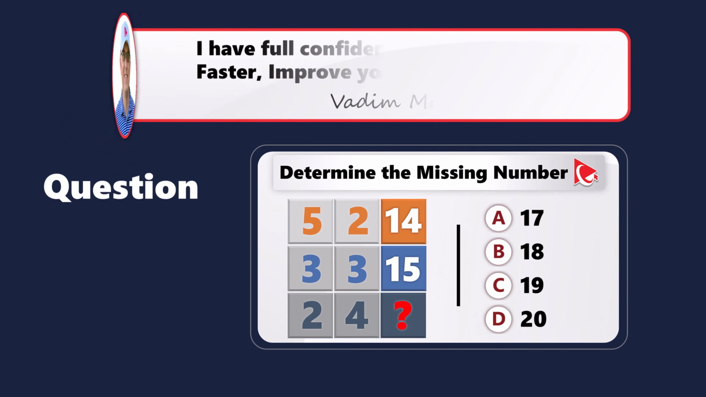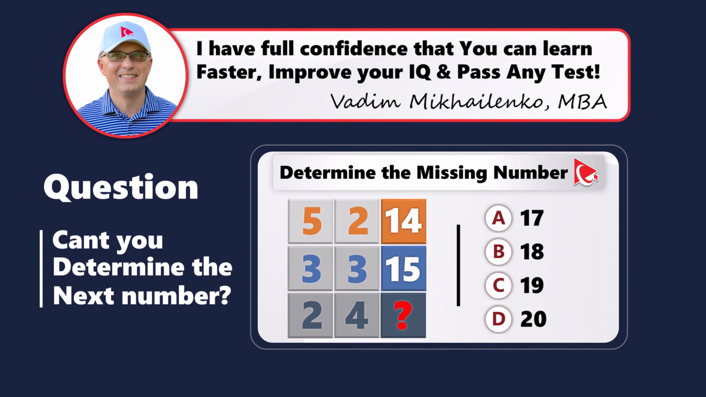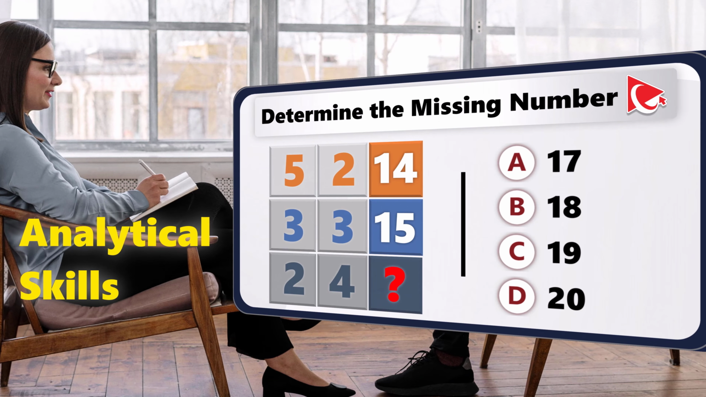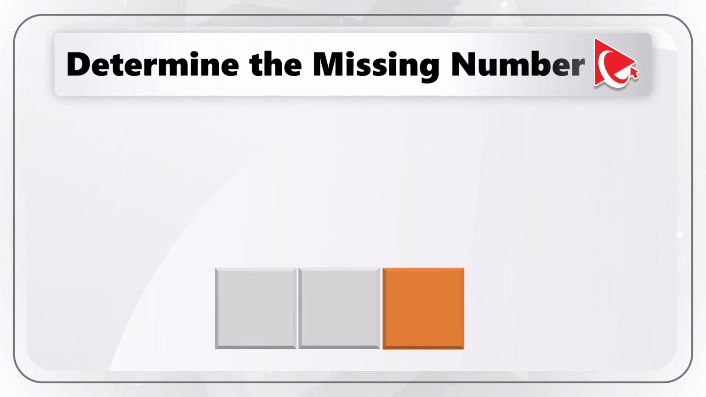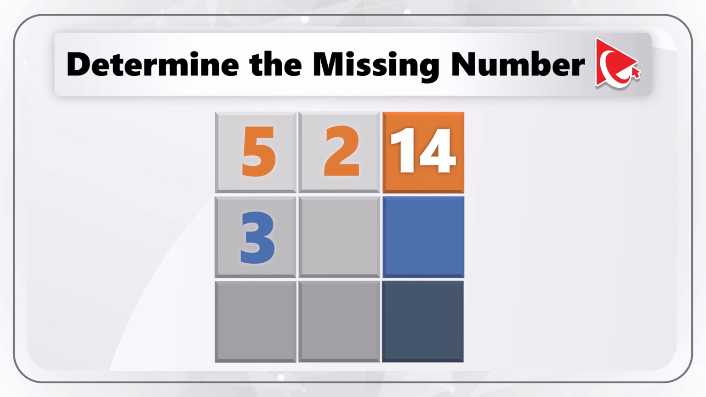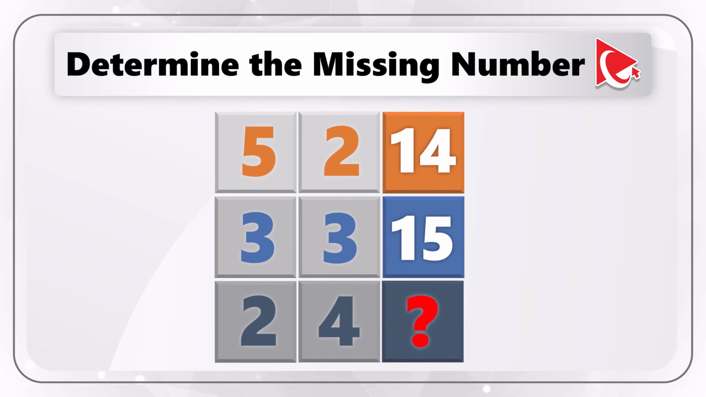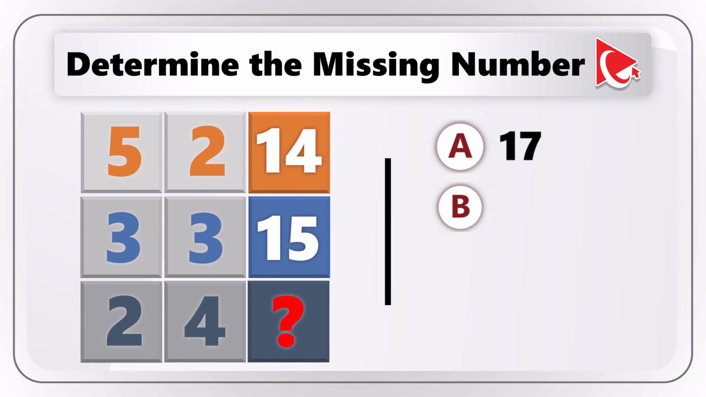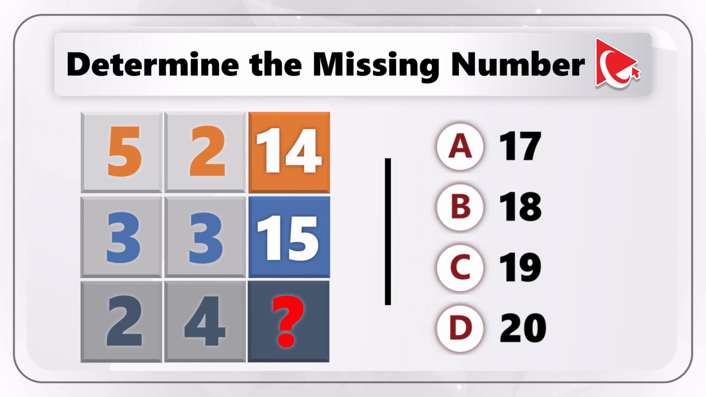I love this thought-provoking assessment test question. In addition to boosting your reasoning skills, solving it improves your analytical skills as well as attention to detail. You're presented with a 3 by 3 matrix. The matrix has numbers 5, 2, 14, 3, 3, and 15, 2, 4, and then comes the missing number, which you need to calculate and select out of 4 possible choices. Choice A, 17, choice B, 18, choice C, 19, and last but not least, choice D, 20.